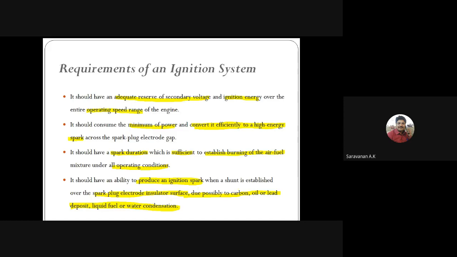Sometimes the spark will not start at the first kick. Due to these possible reasons, it will not produce a spark in a single start.